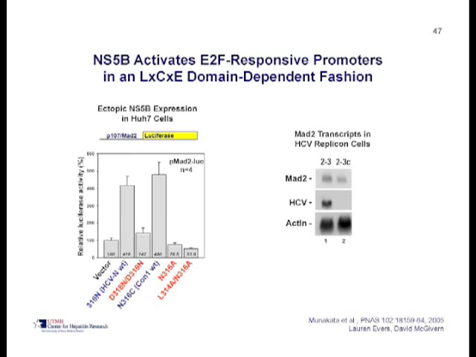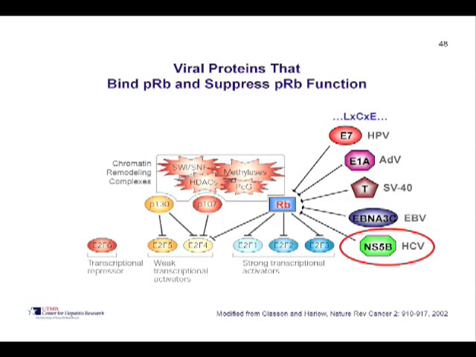You can see also that RB message is increased in the replicon cells compared to the cured cells. So all that fits. Now, interestingly enough, very recent work in the lab that I'm not going to show you has shown us that MAD2 protein expression is actually significantly suppressed in infected cells. So in addition to this transcriptional upregulation, there is in fact translational downregulation or altered stability of MAD2, which could also be important to carcinogenesis.